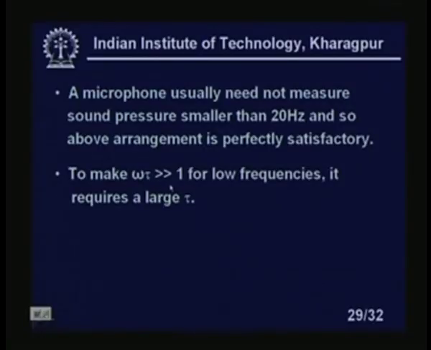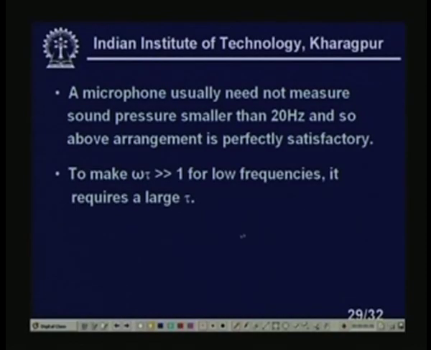To make omega tau much greater than 1 for low frequency, it requires a large tau. How can I make omega tau much greater than 1 at low frequencies? The only possibility is that tau will be much greater than 1. In that case, the input output relation, E naught by di, will be approximately equal to k, is it not? So, that is possible, right.